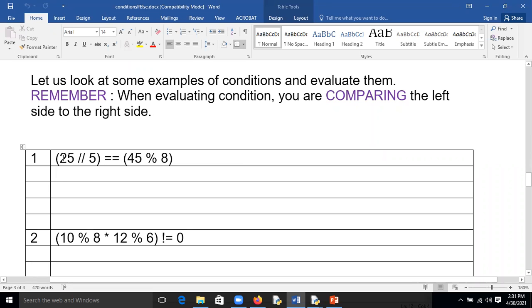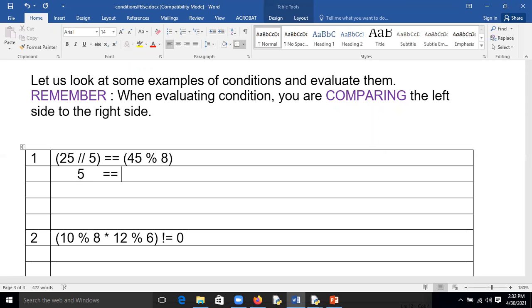Tell me, 25//5. What type of division is that? That is integer division. So what's 25 divided by 5? Your answer is 5. And then we're coming over here.